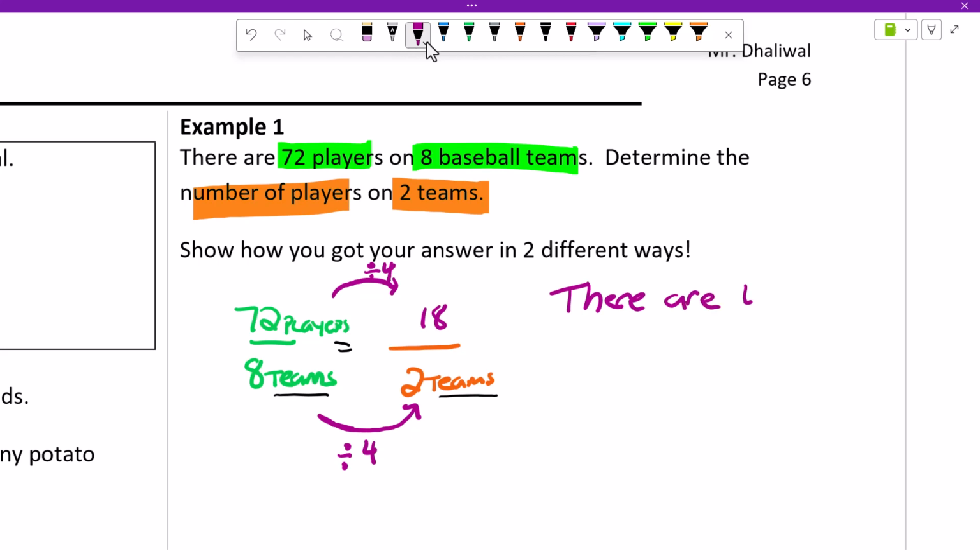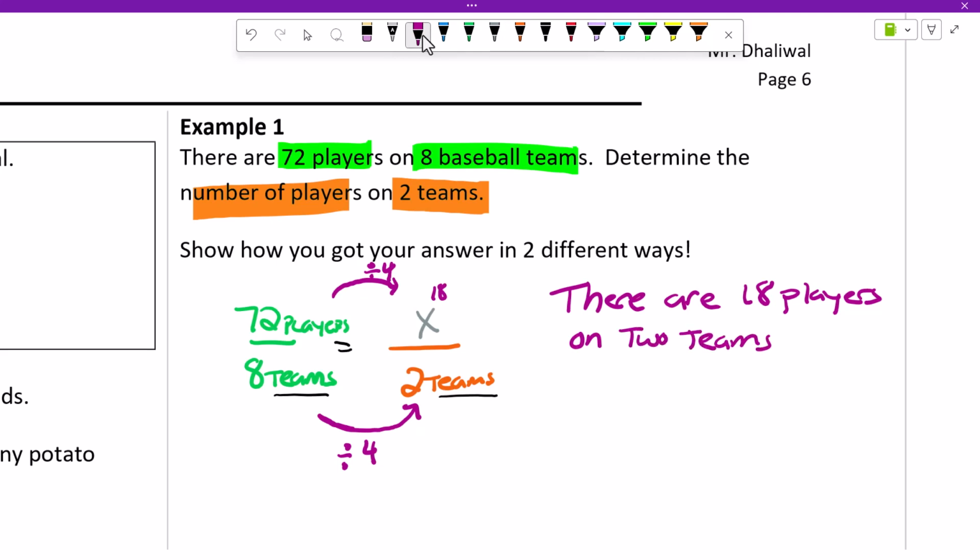So then we say there are 18 players. Why did we put an X there? I just solved it. There was an X. You can have the X here, you can put the 18 on top if you want. There are 18 players on 2 teams.